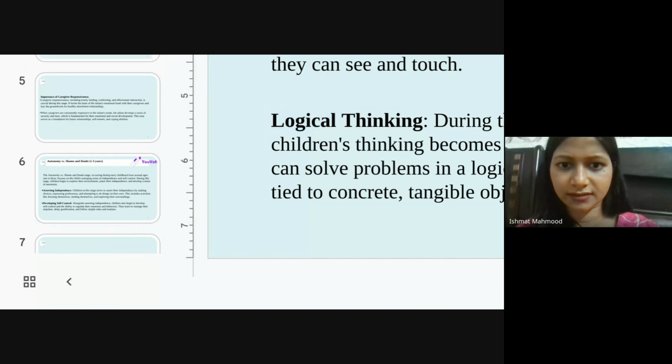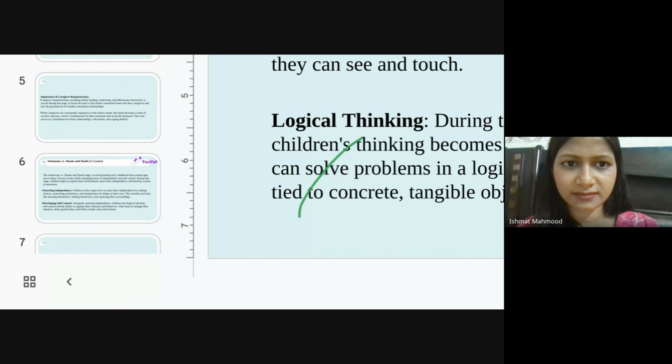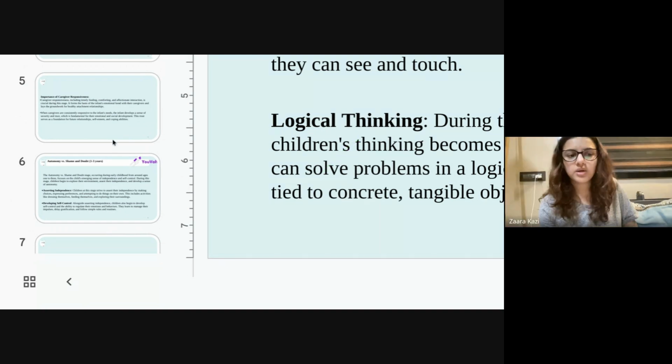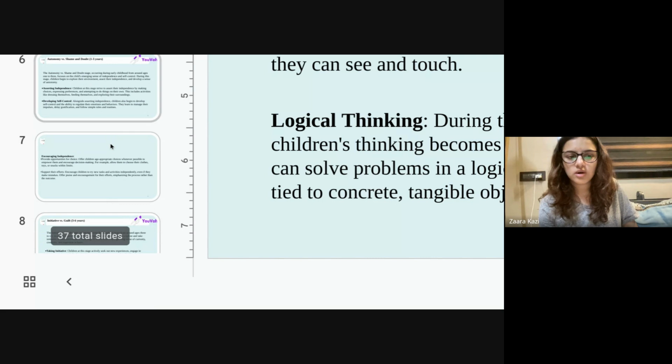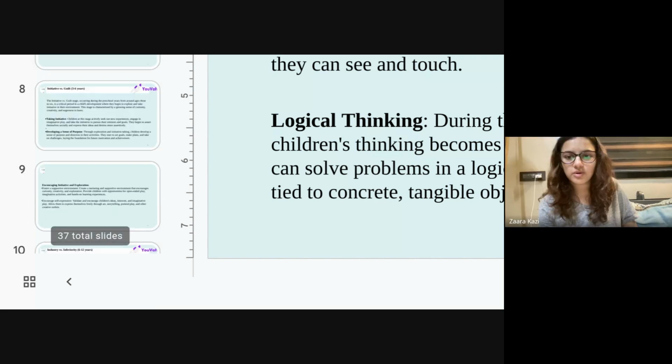Just a second. Is my screen visible? Yeah, but I think it's zoomed in now. For me, it's all stuck.